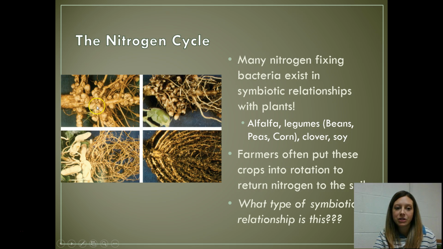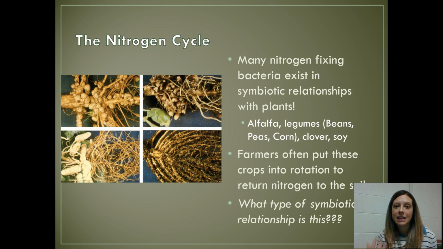Okay, so they have these nodules that are full of this nitrogen-fixing bacteria. The bacteria inside the nodules fix the nitrogen, so now it's into a usable form. And they're in the roots of these plants, so then the plants can just absorb that nitrogen and get whatever they need. So what farmers will actually do is they'll grow these crops in cycles in order to return nitrogen to the soil.